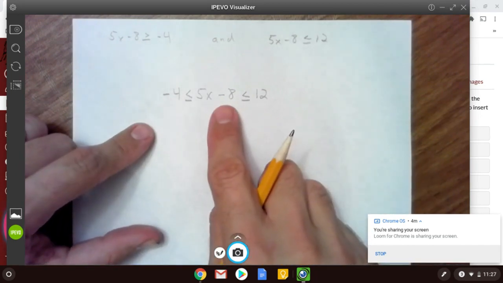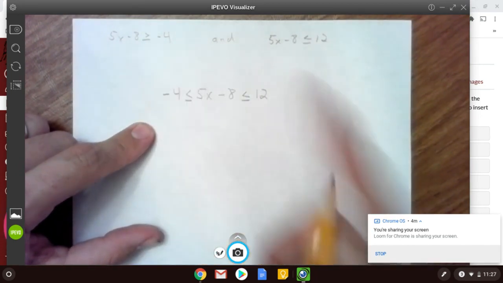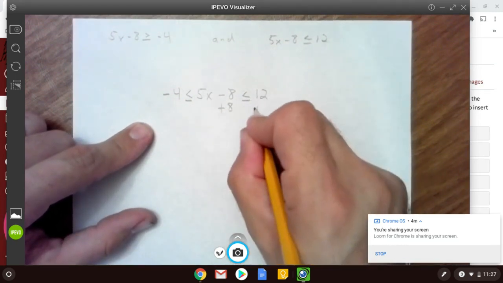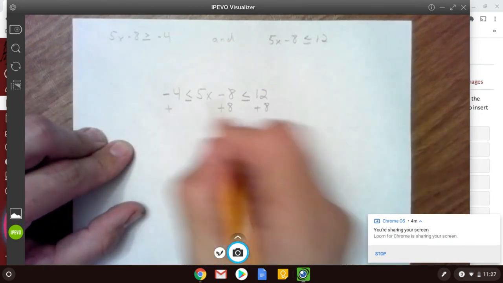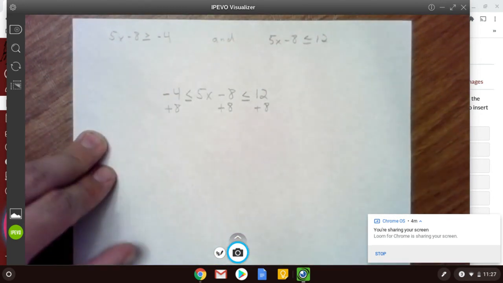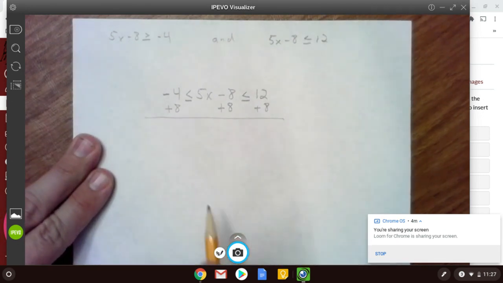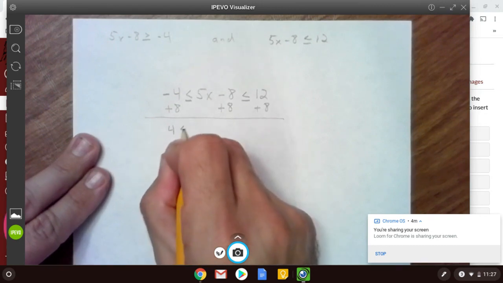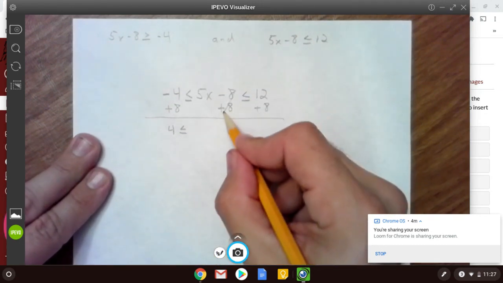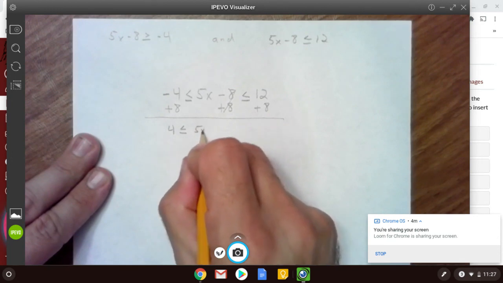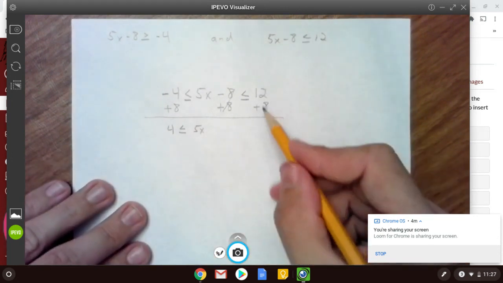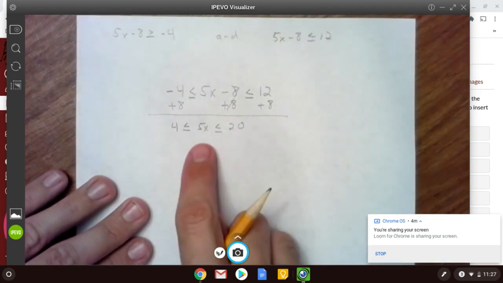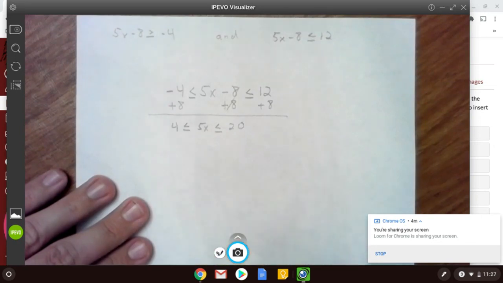Instead of just adding 8 to both sides, like you would here and here, you will add 8 to the middle, to the right, and to the left. All right, so we're adding it to all 3 sides now. All right, on the far left, negative 4 plus 8 is positive 4. All right, the 8's can cancel, so in the middle, you just have 5x. On the right, 12 plus 8 is 20. All right, and then we're going to divide all 3 sides by 5.